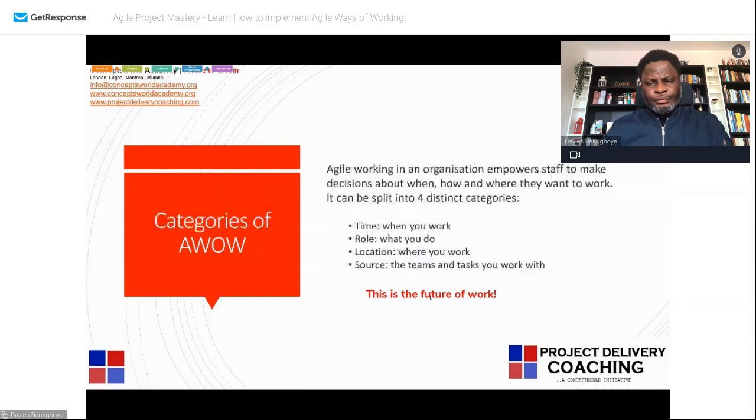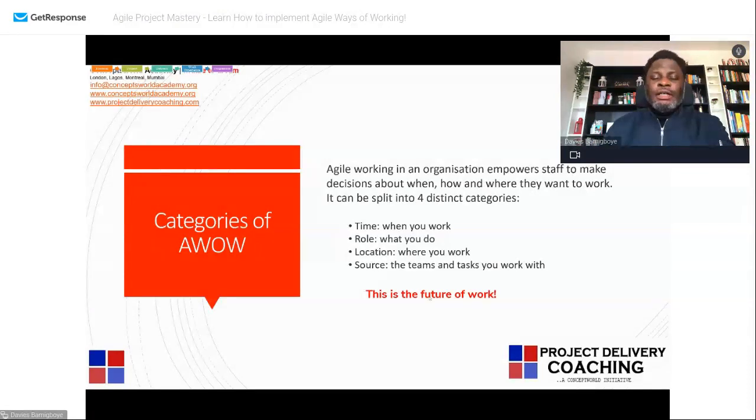It's going to happen. So what are the categories of AWOW? Because it empowers us to make decisions about when and how and where they want to work, we split this into 4 categories. Number 1, time. You can choose when you want to work. Number 2, role. What do you want to do? Number 3, location. Where do you want to work? Number 4, source. The teams and tasks you work with. So this future of work gives you choices. You are emboldened and empowered to choose your time, your role, your location, and the people that you work with.